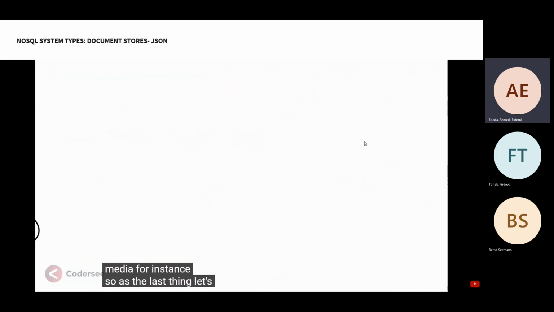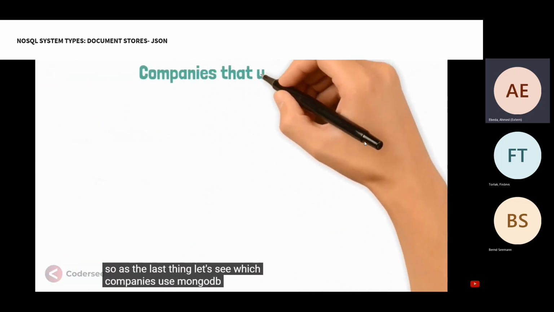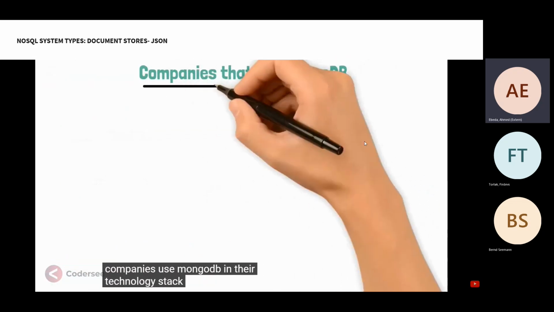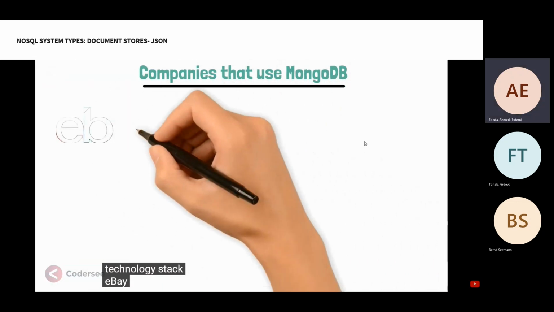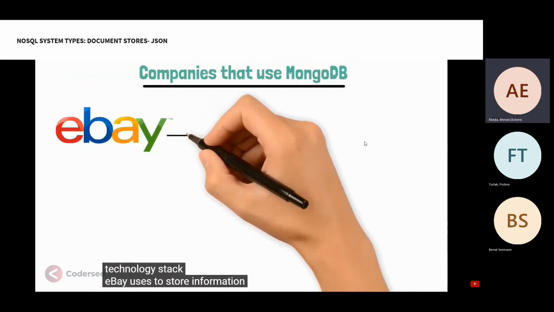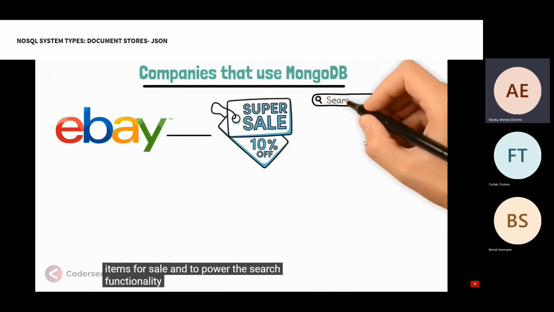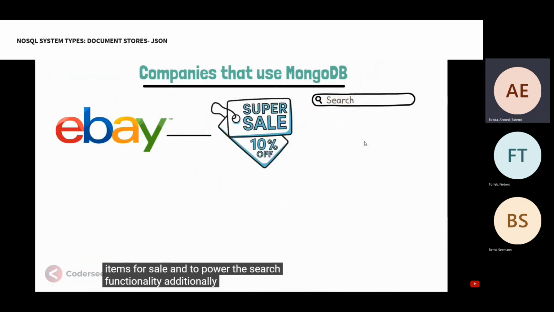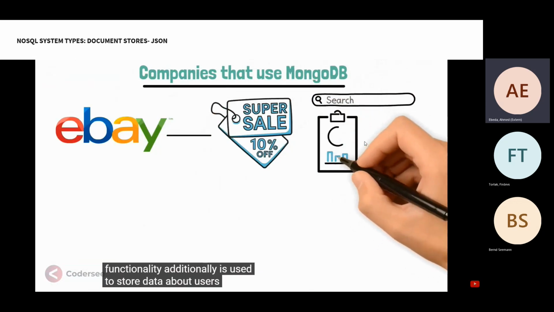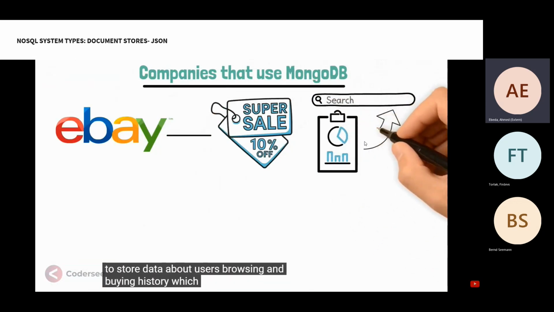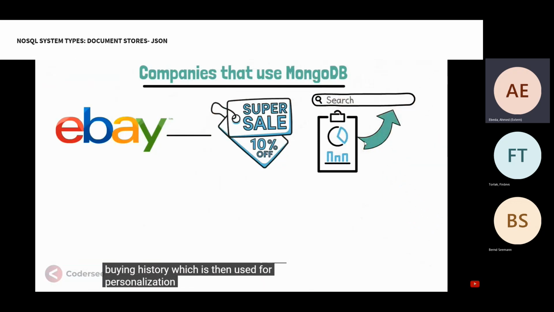So as the last thing, let's see which companies use MongoDB in their technology stack. eBay uses Mongo to store information on items for sale and to power the search functionality. Additionally, Mongo is used to store data about users' browsing and buying history, which is then used for personalization purposes.